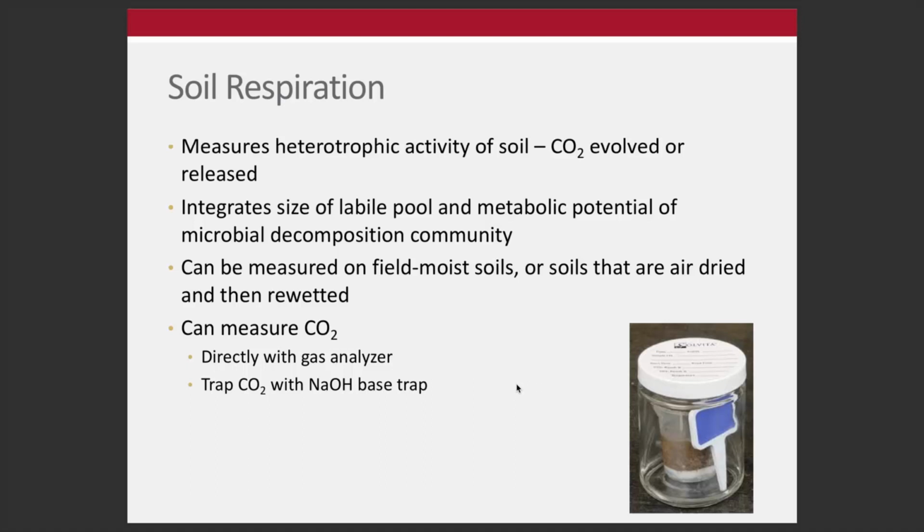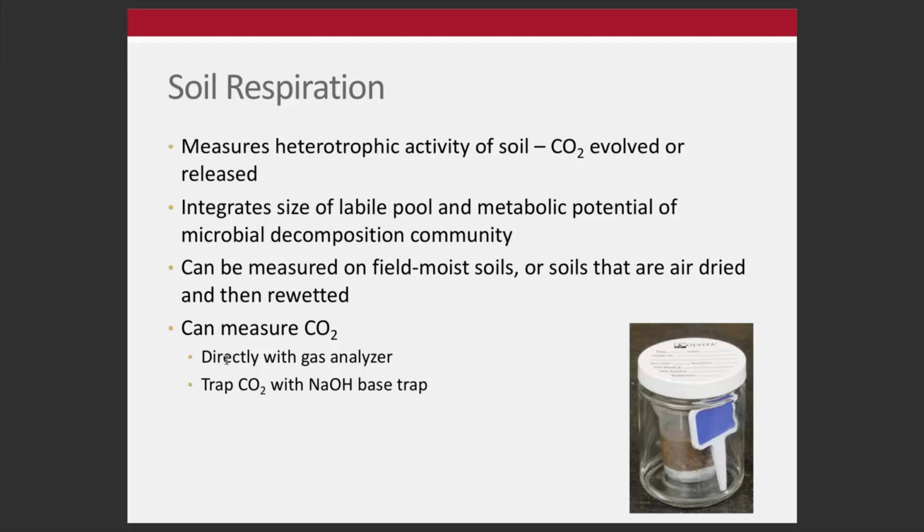And there's a number of different ways that we do it. Some of it's done on field moist soils, that is soils that are sampled in the field and they already have moisture in them. But by far the more common way that it's done is that you sample soil, you sieve or mix that soil to some degree, various ways. You air dry that soil, and then you add water. And when you add the water, you wake the microbes back up. You incubate it for usually 1 day, 24 hours. Sometimes it's up to 3 days. And then you measure how much CO2 is emitted from that soil.